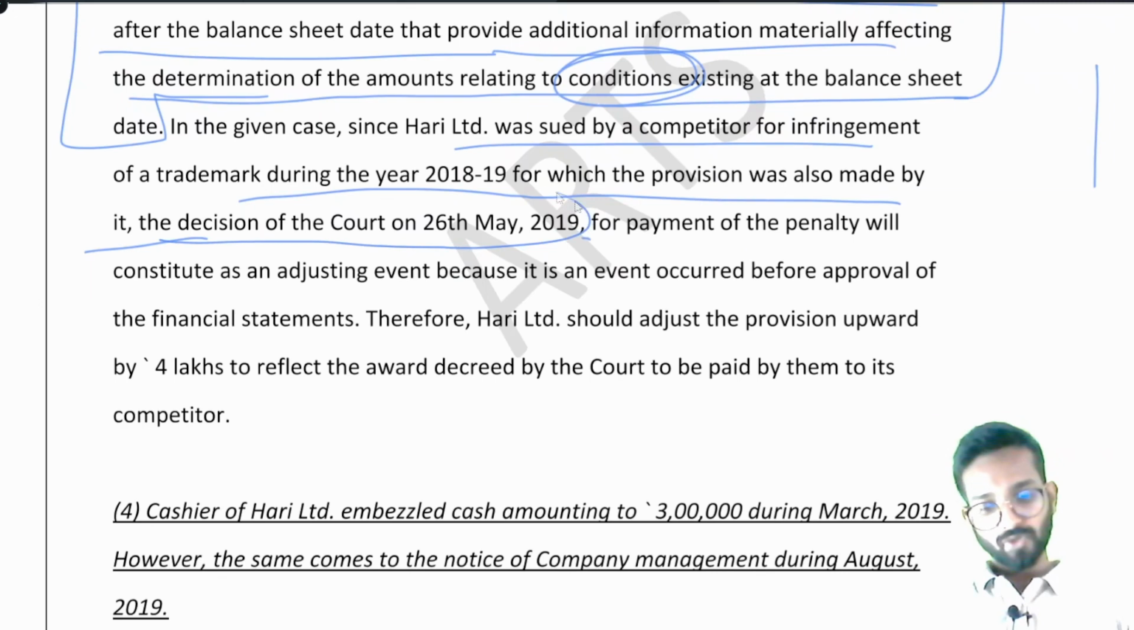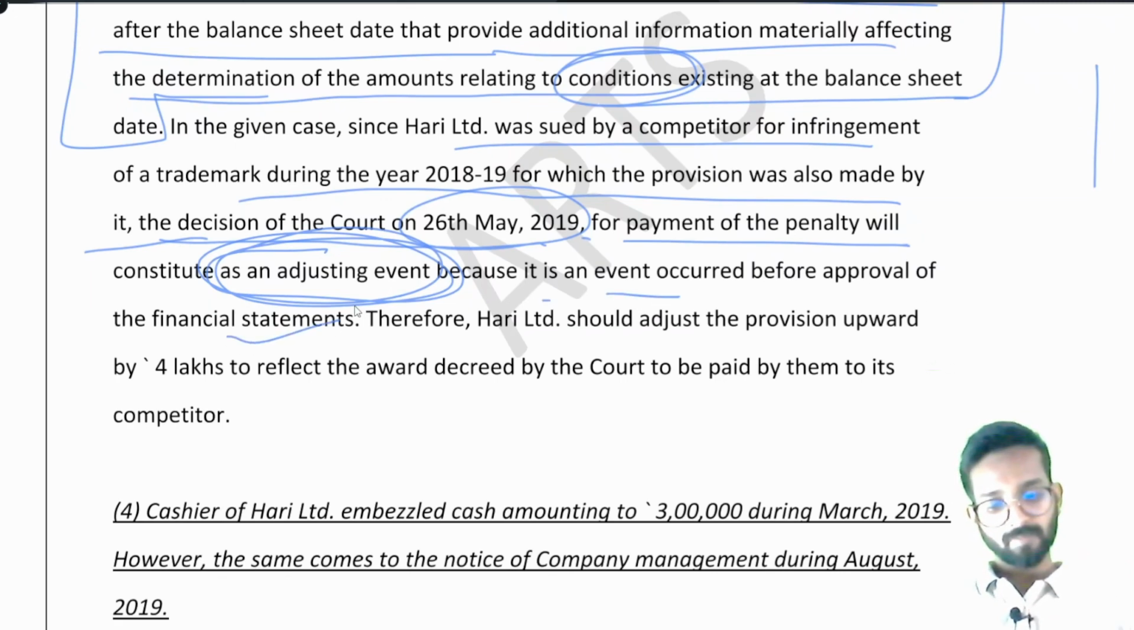The decision of the court on 26th May for payment of penalty will be constituted as an adjusting event. Understood? Because it is the event occurred before approval of the financial statement. Therefore, Hari should adjust the provision upward by 4 lakh to reflect the award decreed by the court.